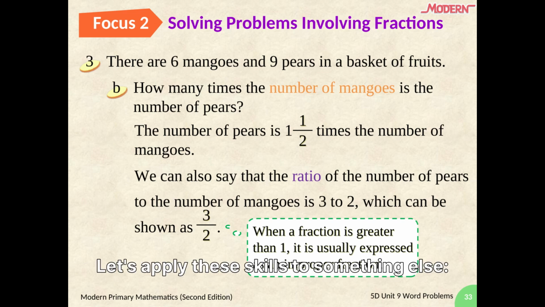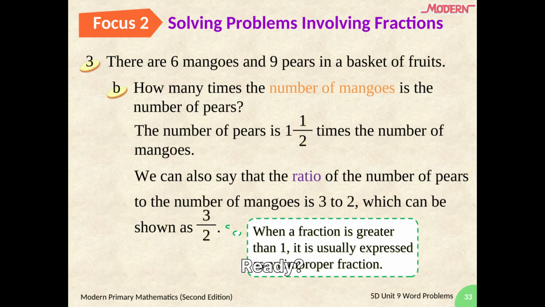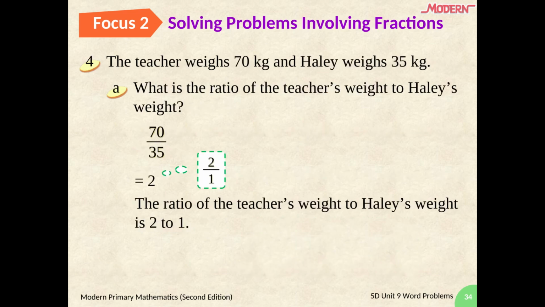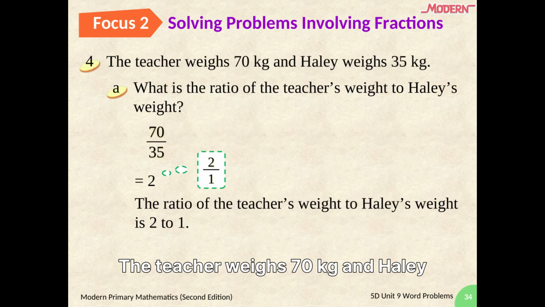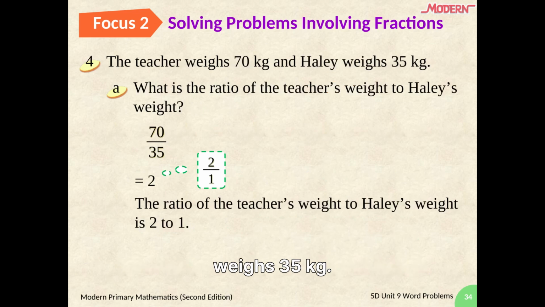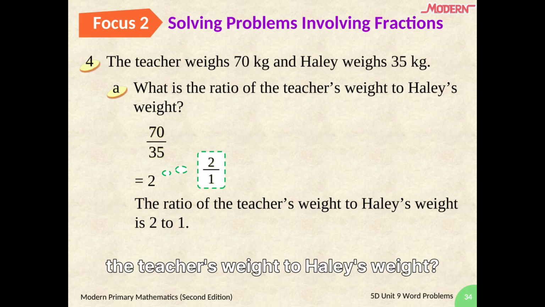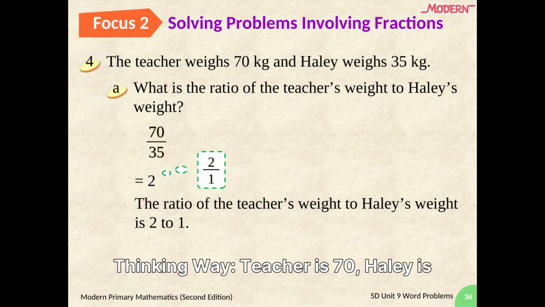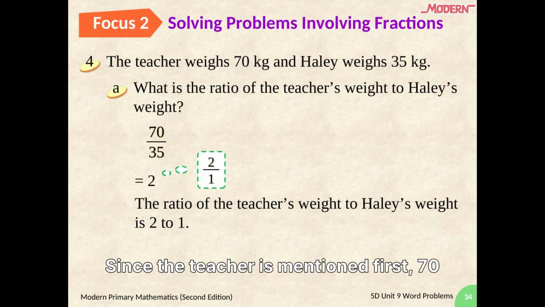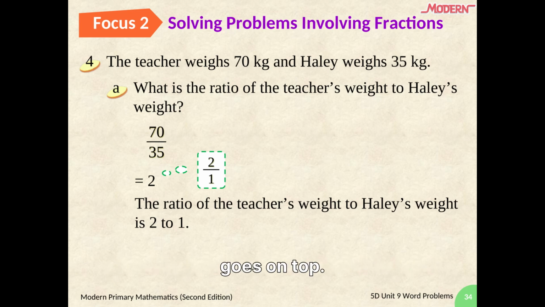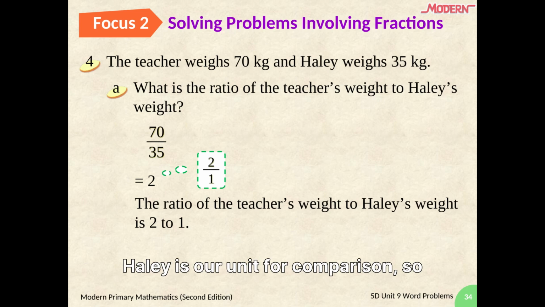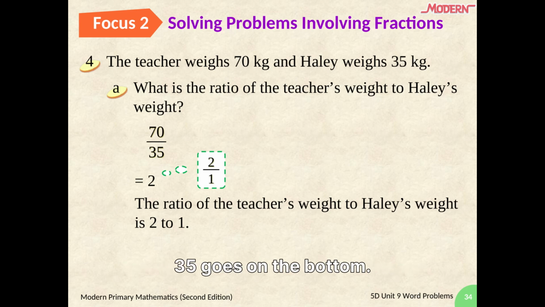Let's apply these skills to something else, human weight. Ready? Page 34. The teacher weighs 70 kilos and Haley weighs 35 kilos. Question 4a. What is the ratio of the teacher's weight to Haley's weight? Thinking way. Teacher is 70, Haley is 35. Since the teacher is mentioned first, 70 goes on top. Haley is our unit for comparison, so 35 goes on the bottom.